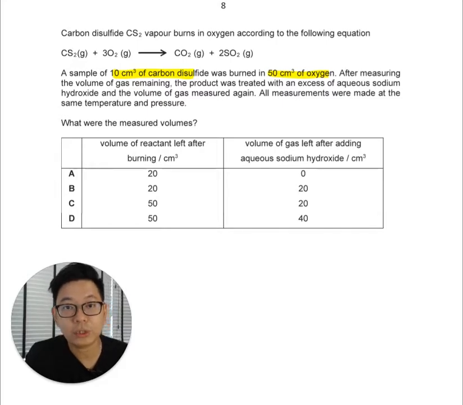Now, after measuring the gases remaining, the product was treated with excess aqueous sodium hydroxide, and then you measure the volume of gas again. So what will be the measured volumes?